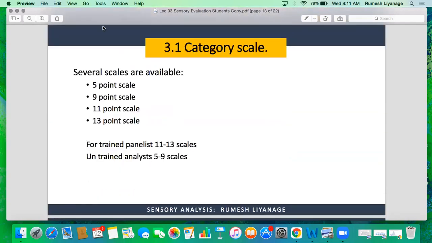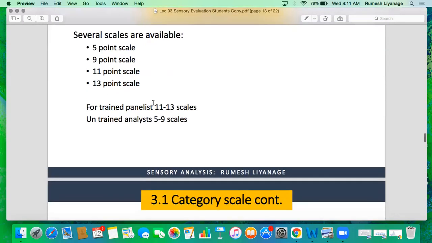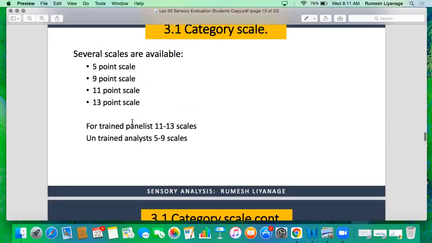And category scale, there are different scales. Here also you can see the scale. All are odd numbers, 5, 9, 11, and 13, as we have discussed in the hedonic scale, right? And basically we perform for trained panelists. For trained panelists, we have to select 11 to 13 scales. If they are trained panelists, they have knowledge, they are professionals in conducting. So a higher scale should be there.